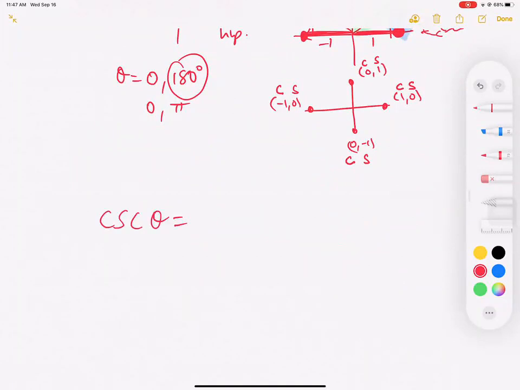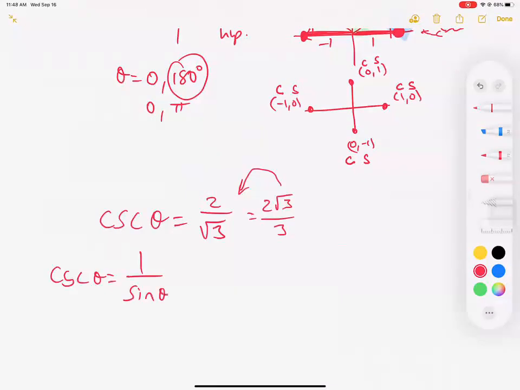cosecant is 2 over square root of 3. You could also write this as 2 square root of 3 over 3. So if they write it this way, you want to go back to this way, to remind yourself that cosecant is really 1 over sine. It is the reciprocal of sine. It is hypotenuse over opposite.